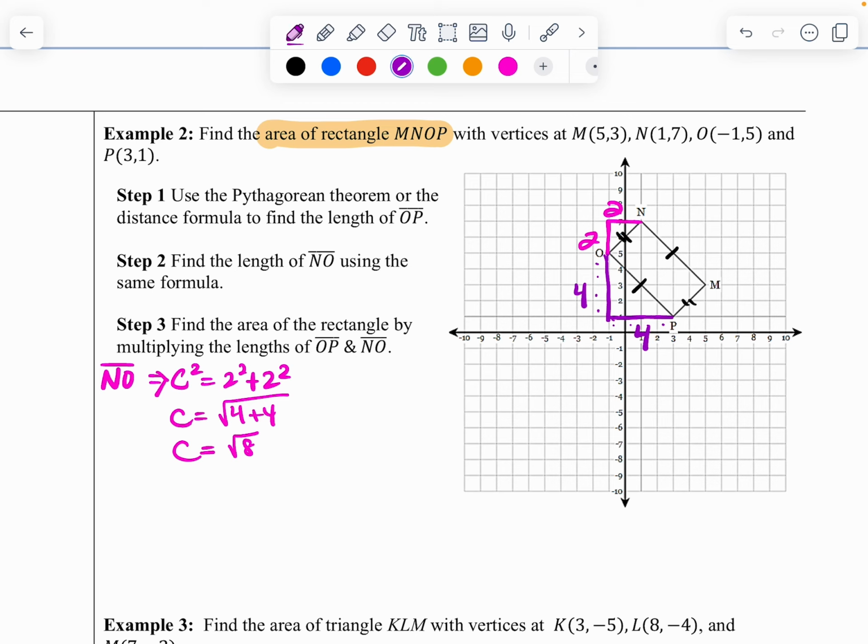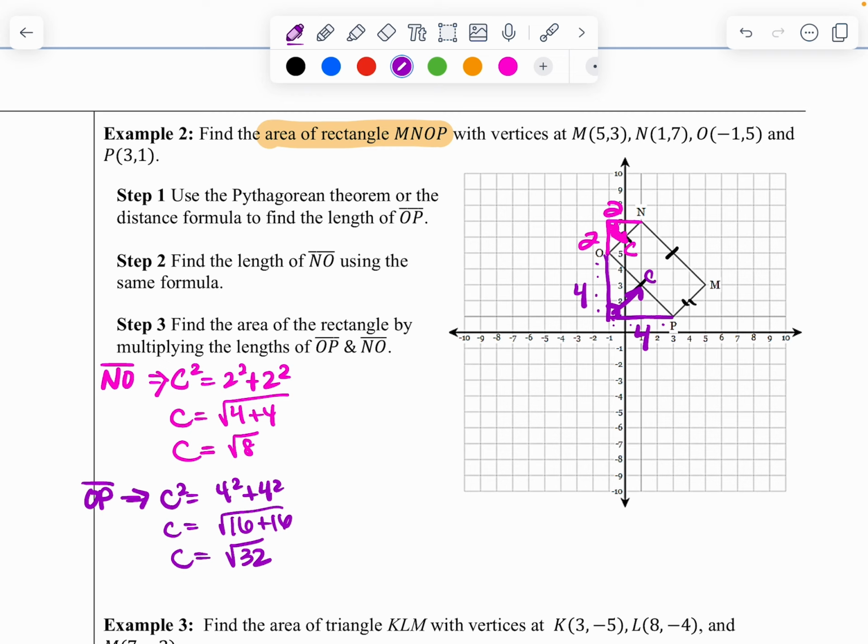So then we're going to find OP, and that says that C squared is 4 squared plus 4 squared. Remember that this is our right angle, so that's why we found C where we did. And so C is the square root of 16 plus 16, so C is the square root of 32.